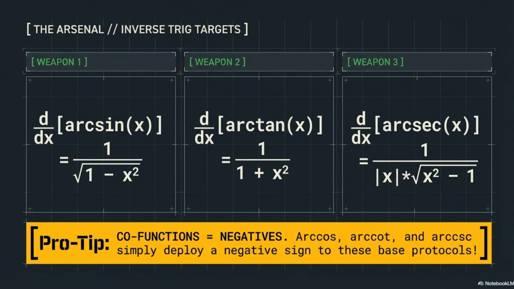This is your arsenal for inverse trig targets. Memorize these base weapon protocols for arcsine, arctangent, and arcsecant. Pro tip. Just like your standard trig rules, any cofunction, like arccosine, arccotangent, and arccosecant, simply deploys a negative sign to these exact same base formulas.